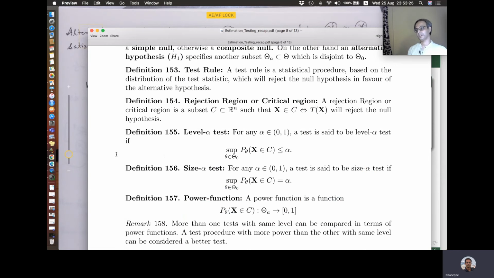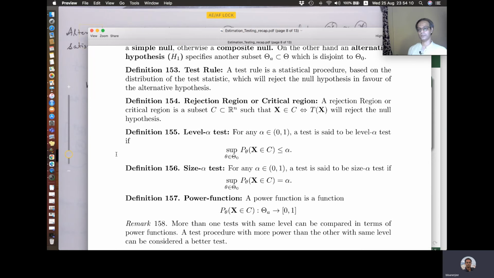Level alpha test: alpha is a number between 0 and 1. A test is said to be a level alpha test if the supremum, over theta belonging to theta naught, of the probability that x belongs to the critical region, that is, the probability of rejecting the null hypothesis under H naught, is less than or equal to alpha. Then it is known as the level alpha test. And when the supremum attains the level, then it is called the size alpha test. Notice one thing, that when theta naught is a singleton set, then level and size are the same.